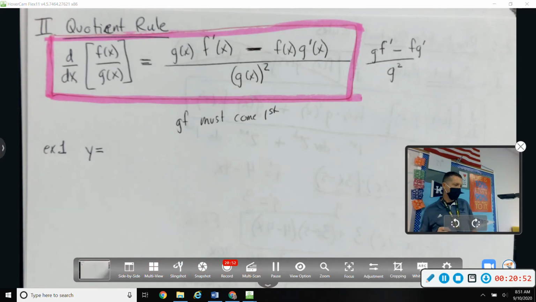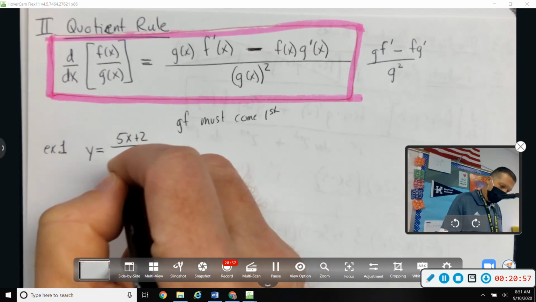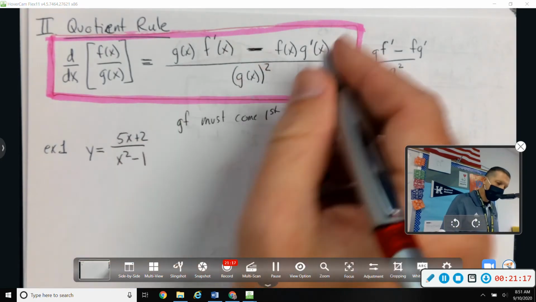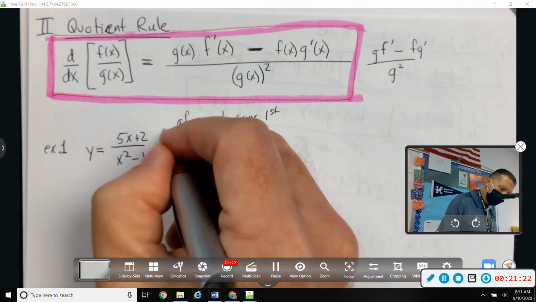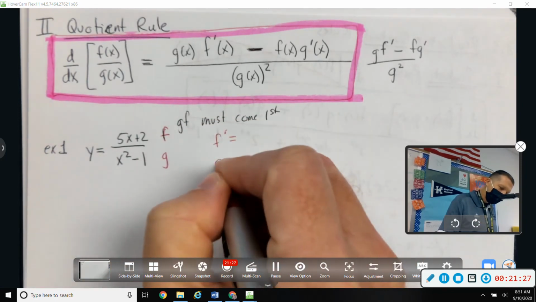All right, let's try one. Y equals 5x plus 2 over x squared minus 1. Many of you are going to start shortcutting the product rule and not labeling things. Even I will label the quotient rule every time, even if it's just me working a quick key to check an answer. There's too much going on to try to just keep it all in my brain. So I'm always going to label. The top is F, the bottom's G, and then out to the side I'll write F prime and G prime.